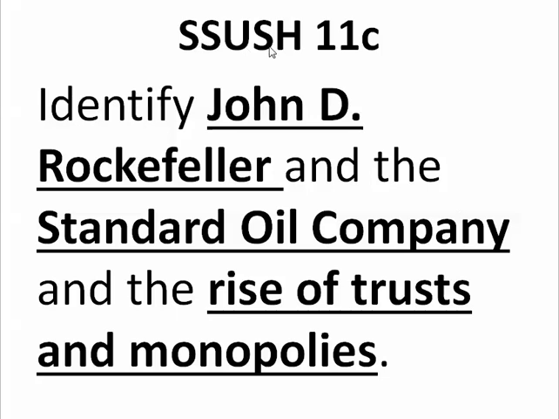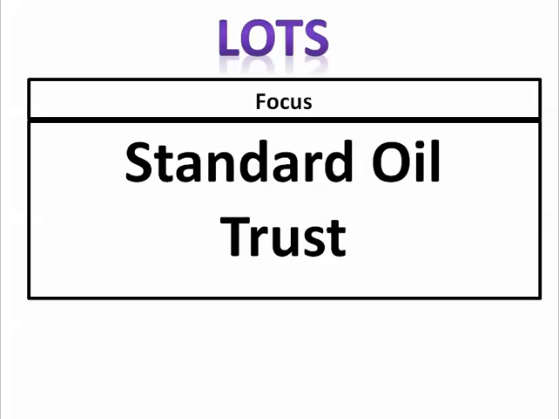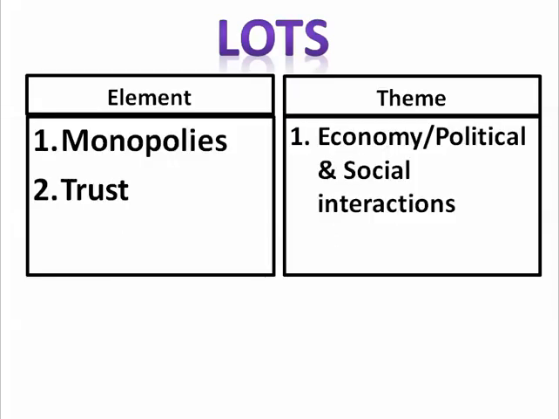Alright, let's look at Standard 11, Substandard C. Identify John D. Rockefeller and the Standard Oil Company and the rise of trusts and monopolies. So our focus here is on John D. Rockefeller and on Standard Oil Trust, which was a trust or a monopoly. So our themes are the economy and political and social interactions. So let's jump right in.